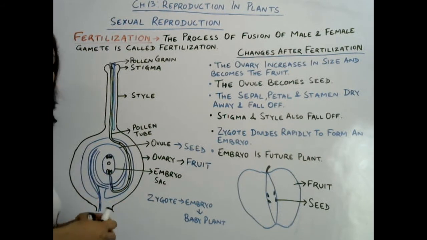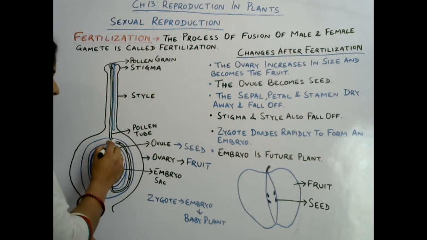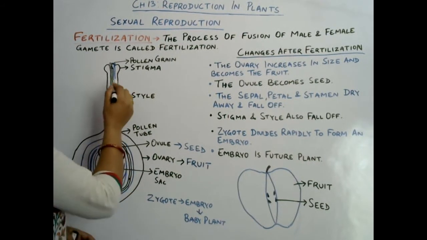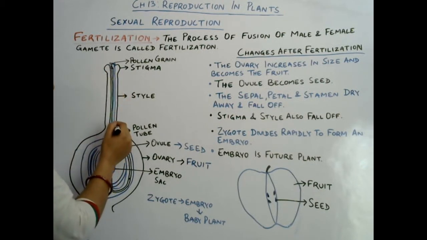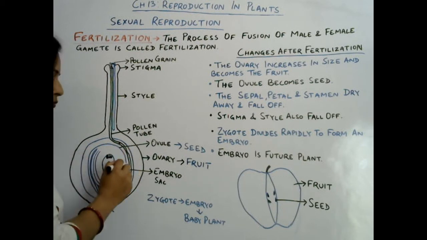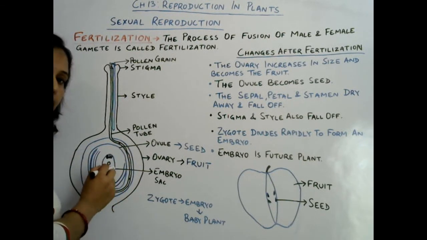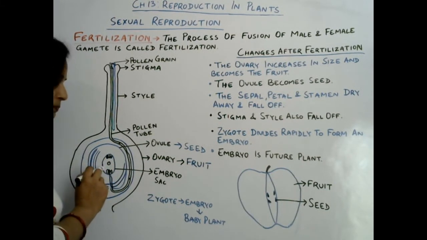Basically, male gametes are found inside the pollen tube, and that pollen tube finally reaches the ovary. First of all, it starts germinating from here, stigma, then goes towards style, then it reaches ovary. After that, there is one more part found inside the ovary, that is called ovule, and it invades the ovule and finally reaches this part. This is called embryo sac.